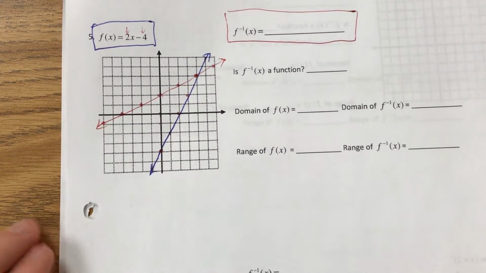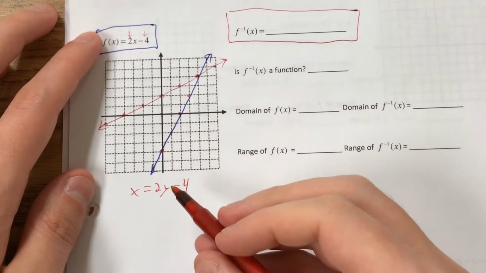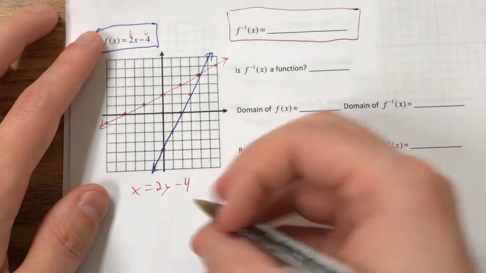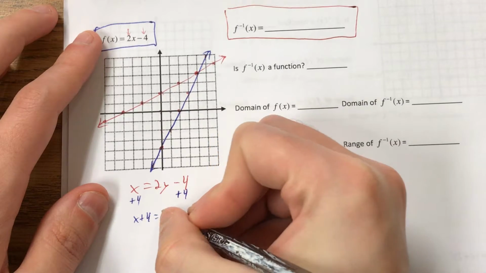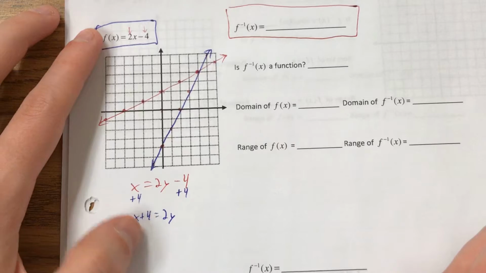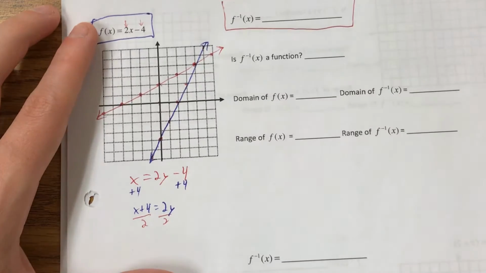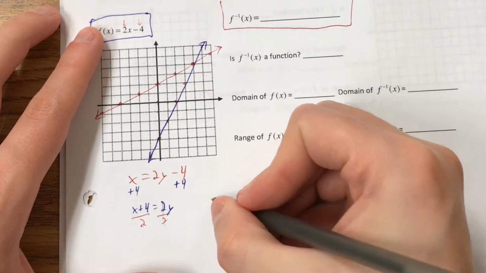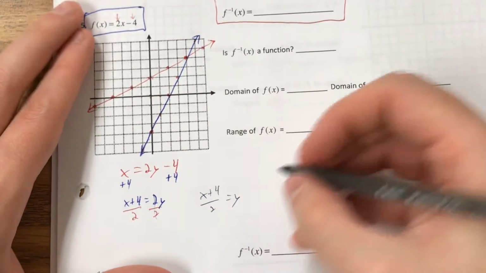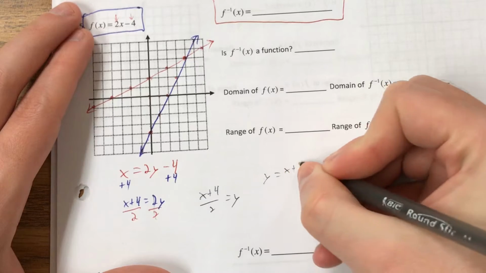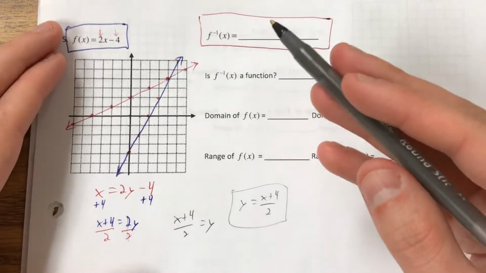To actually find the inverse, though, you make it x equals 2y minus 4. So instead of x, put a y, and you would solve for x. Like that. And then to get y by itself, you would divide by 2. Those would go away, and you would get x plus 4 over 2 equals y. This is, of course, correct. That is the answer.